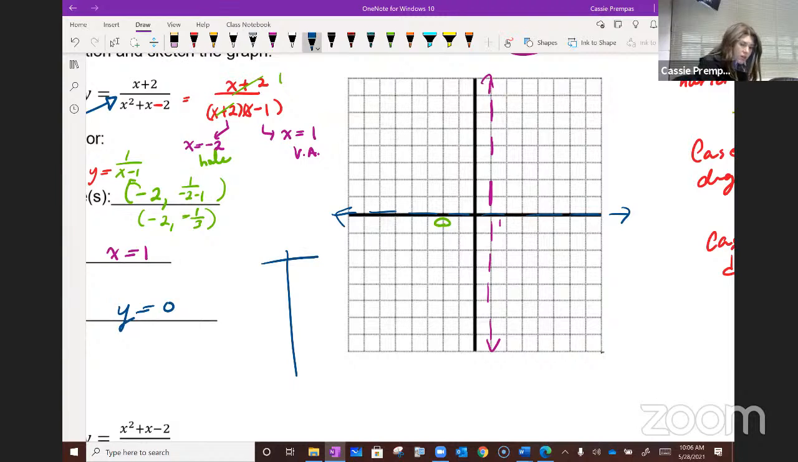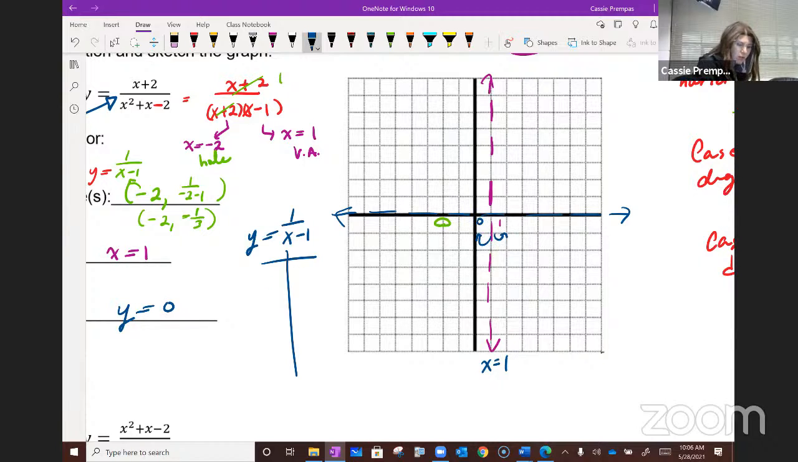Create a chart. Awesome. I'm going to use the reduced function, 1 over x minus 1. And then how do I know which ones to put in the chart, since there are infinite numbers? Liana? So you put one point to the left and one point to the right. Awesome.